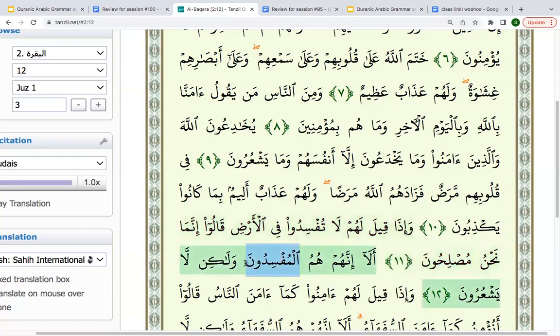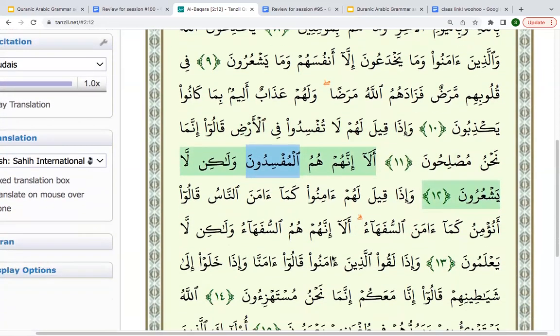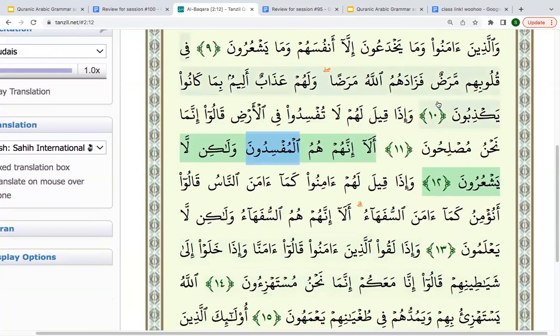Family 4, very good job. This is family 4, like Muslimuna. So again, mufsidun, mufsidan, mufsidin, mufsidani, mufsidaini, mufsiduna, mufsidina. Easy?